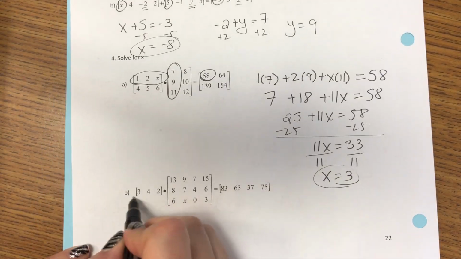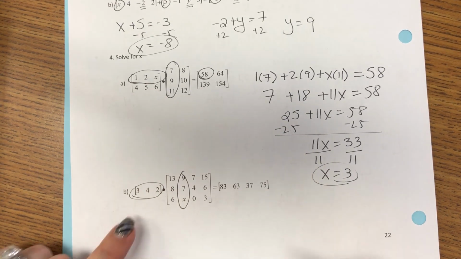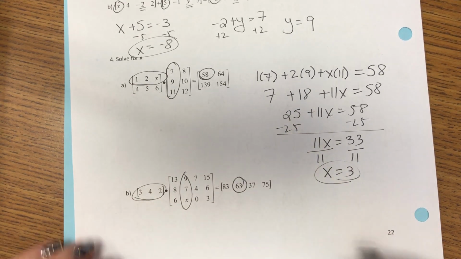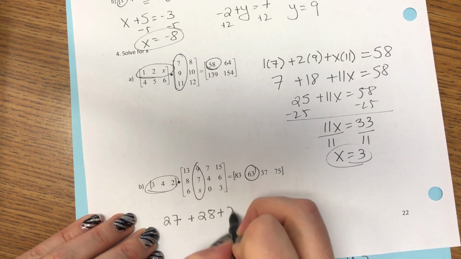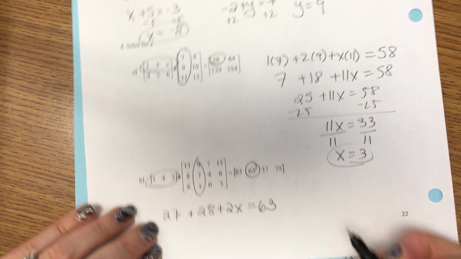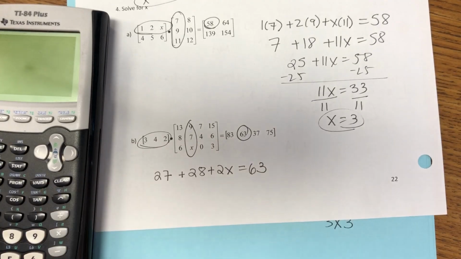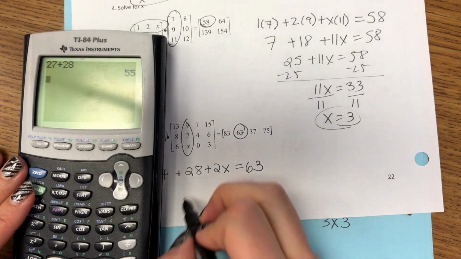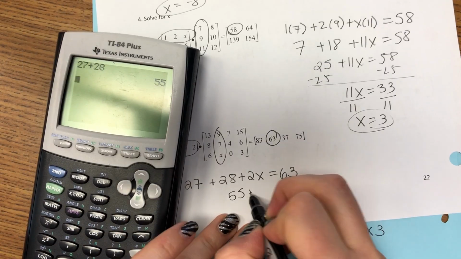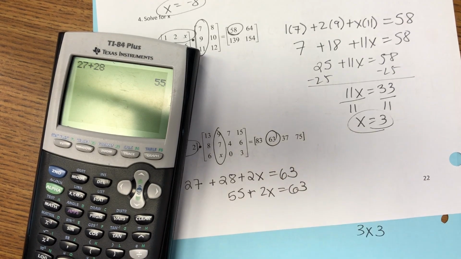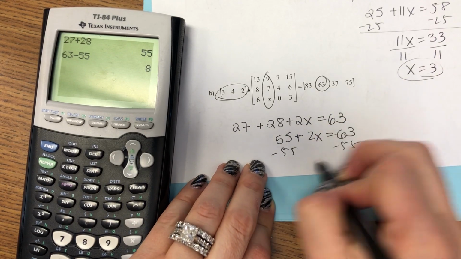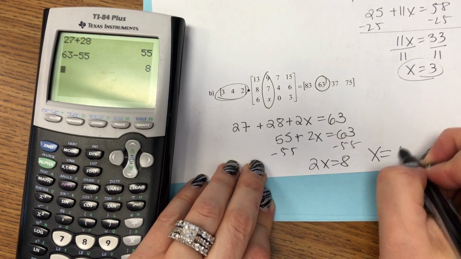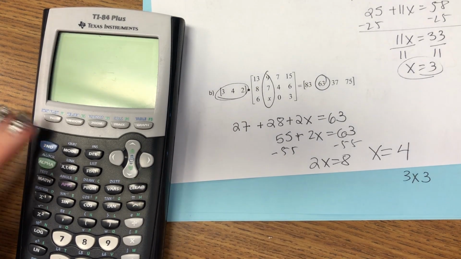Here's the x. All right, so it's row by column. So that's first row, second column. 3 times 9 plus 4 times 7 plus 2 times x is 63. Oh, you can't see that, sorry. 27 plus 28 is 55. Subtract that over. 2x is 8, so x is 4. And now you are done your quiz review.